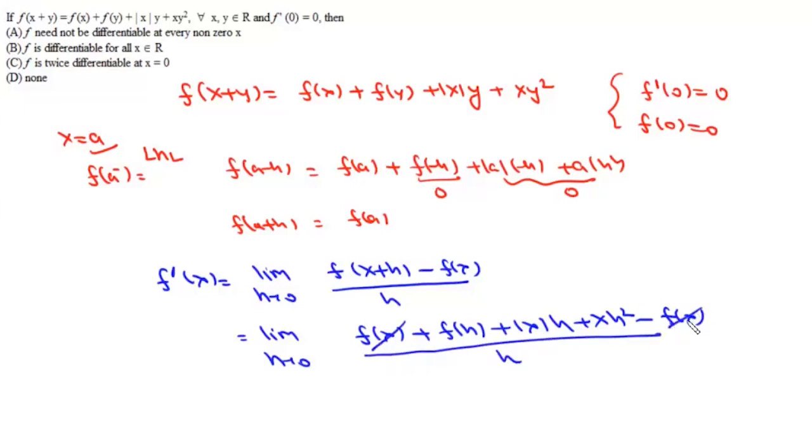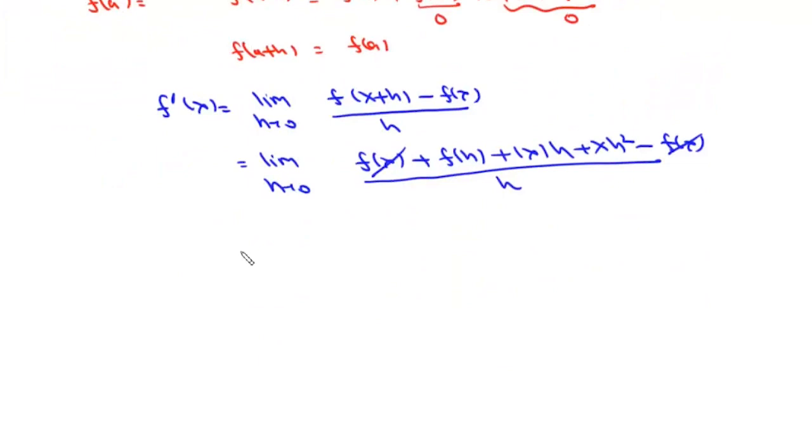Now this f(x) and f(x) will cancel, and f(0) is 0. So we'll rearrange this as limit h tends to 0. We'll write this as f(h) minus f(0) upon h plus, now here h and h will cancel, and here it is this mod x into h. Now this is nothing but this is f dash 0.